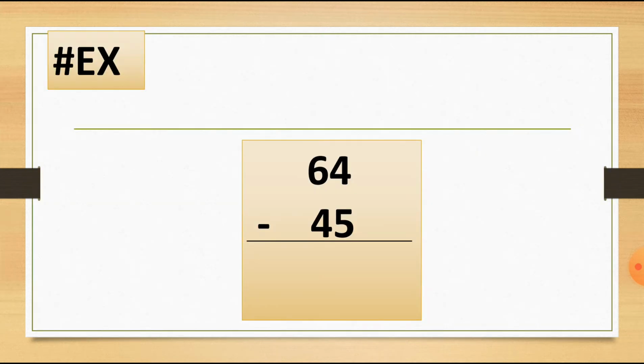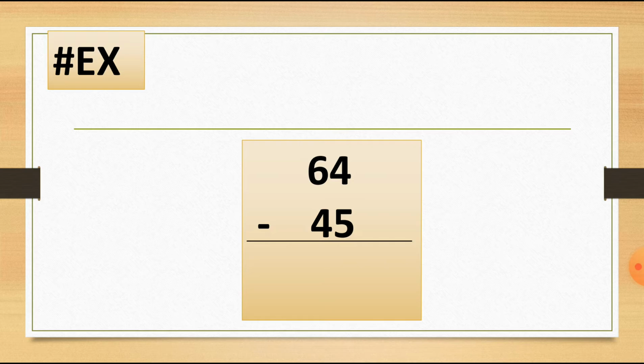Here is one more example, which is 64 and 45. Here are the 4 and 5. Just check the ones column first, which is 4 and 5. Here 4 is the smaller digit, which is at the top, and 5 is the larger digit, which is at the bottom.